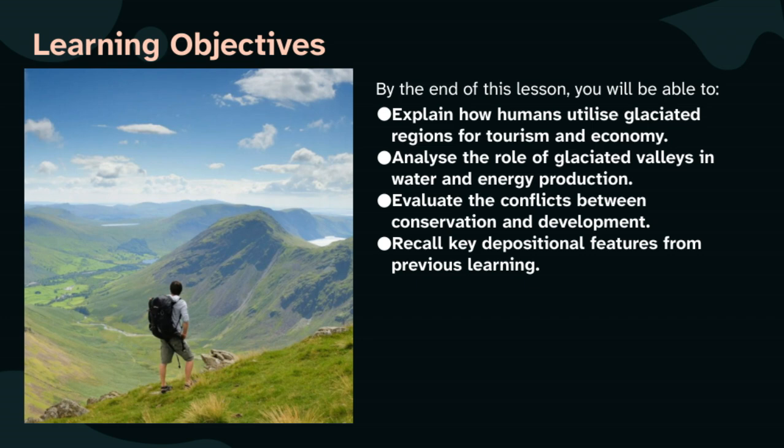The key skill today is evaluation. That means we are not just listing human activities. We are weighing up their benefits and problems. For example, a quarry may create jobs, but it may also damage scenery, increase traffic, and harm habitats. A strong geographer can explain both sides before reaching a judgment.